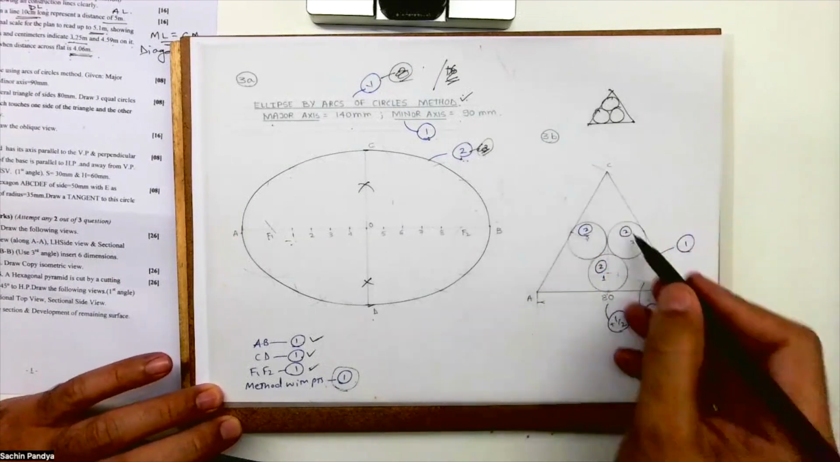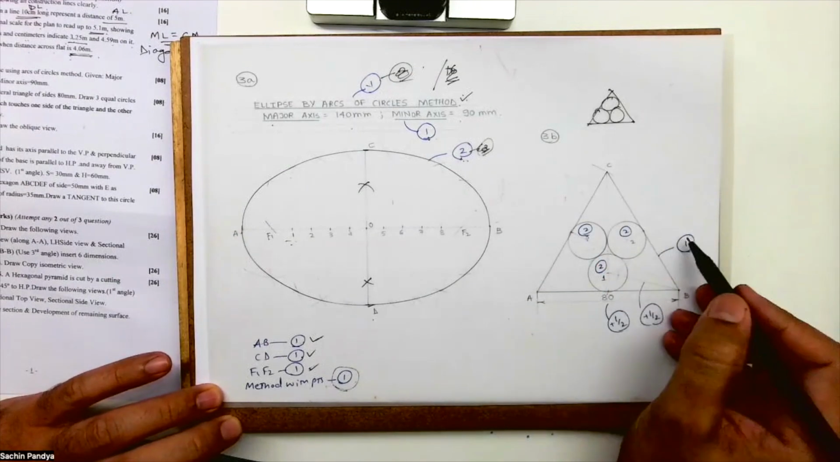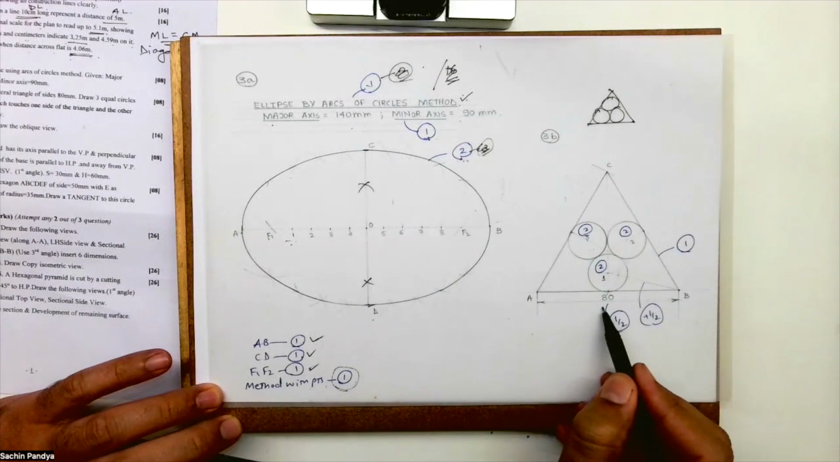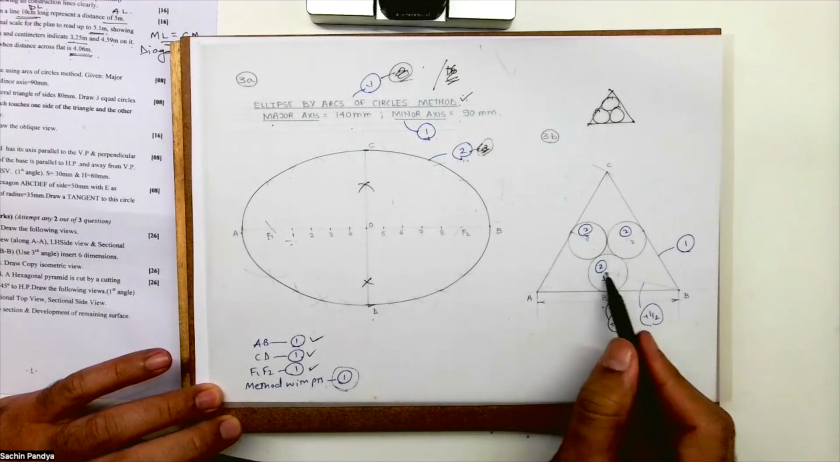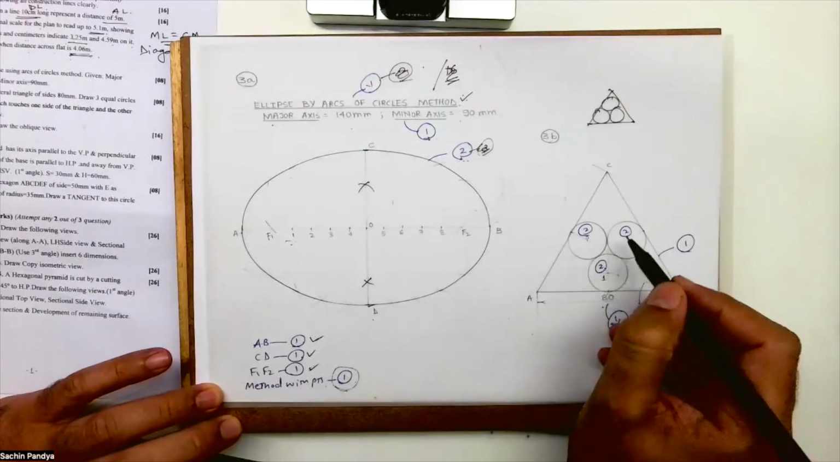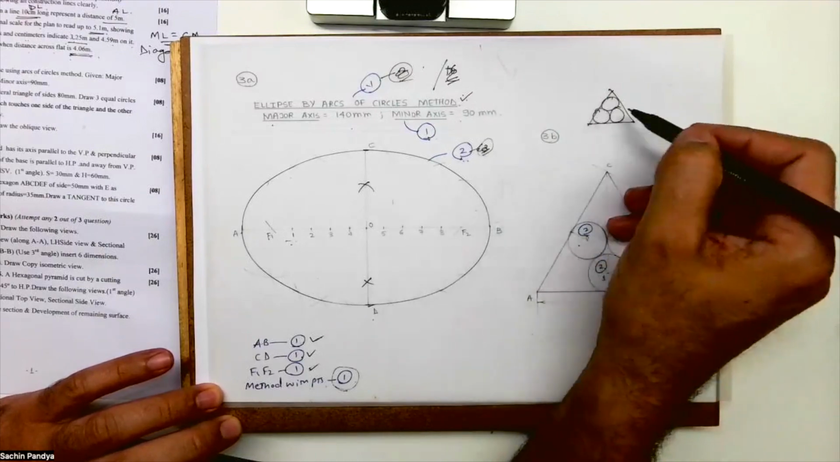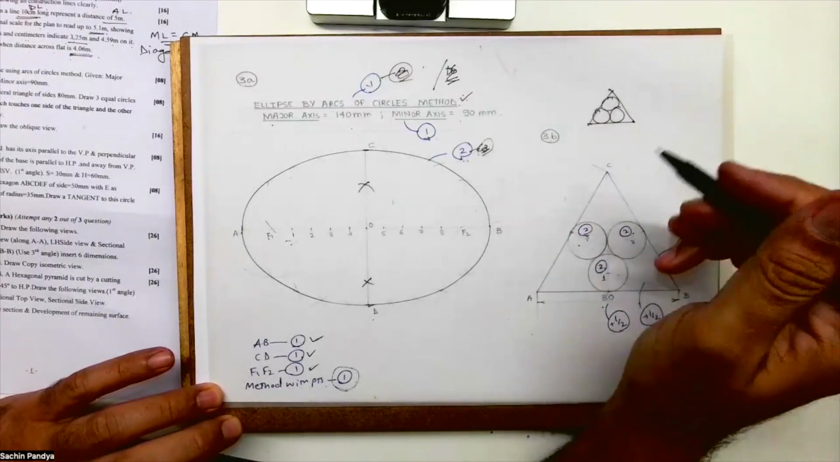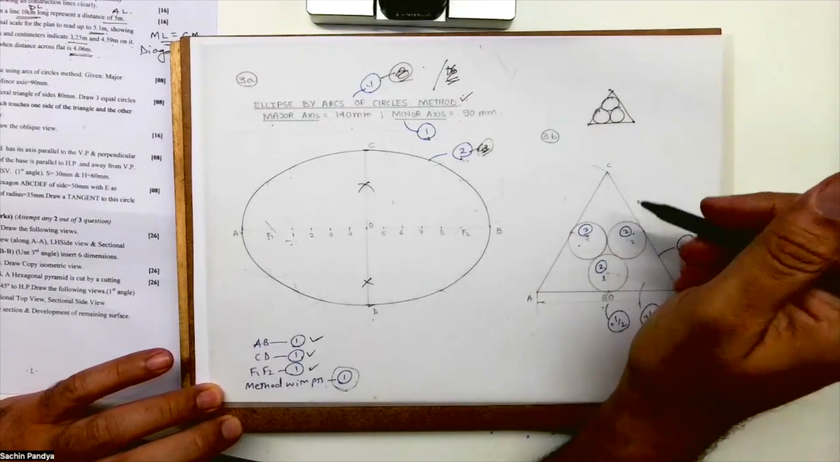Marks for drawing triangle. See, for drawing triangle is 1. Showing dimension is half. Then bisection is half. Then drawing circle is 2, 2, 2. Of course, it is not correct. But accordingly, they may cut half the marks.